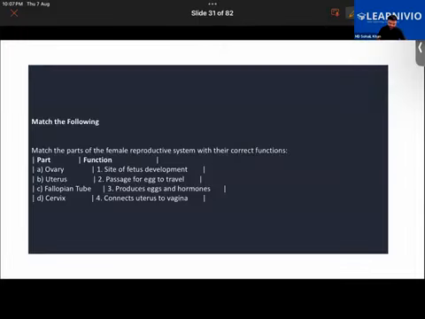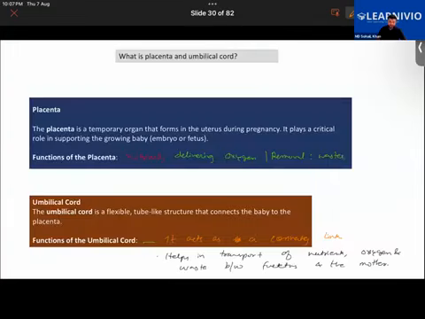And right after the birth, this umbilical cord is cut, since the child needs to be separated from the mother. So this umbilical cord is basically cut.